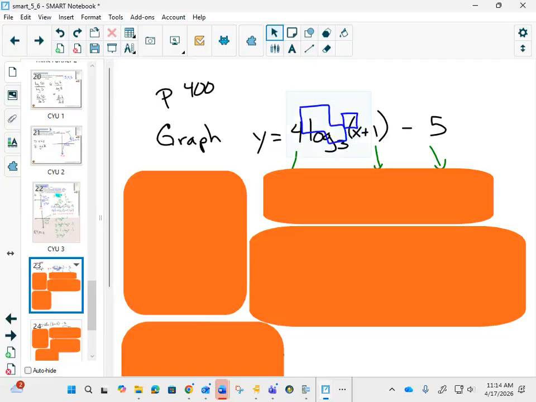I'm going to temporarily move this blue out of the way. And maybe I'll replace it with highlighting. So we want to graph 4 log base 3 of x plus 1 minus 5. Yeah, I think I'll replace it with highlighting because I highlighted last time.